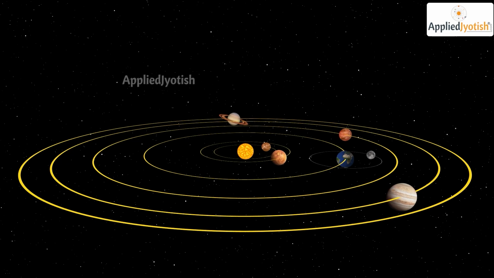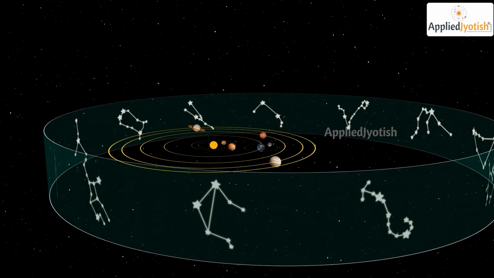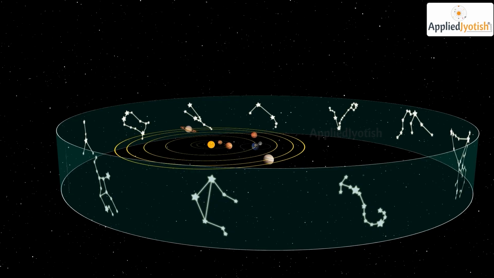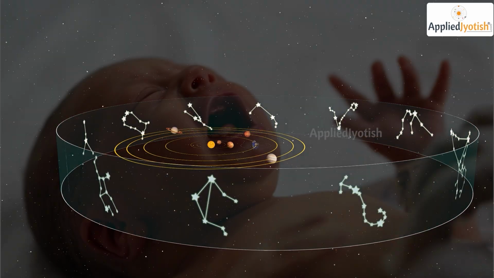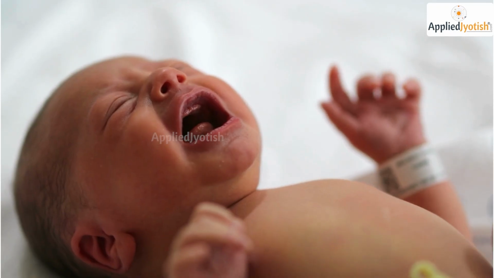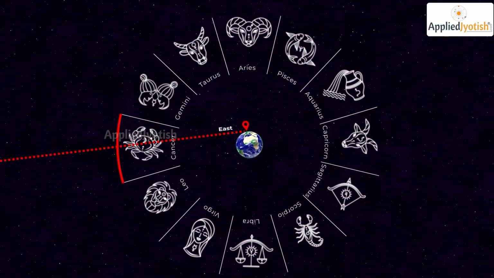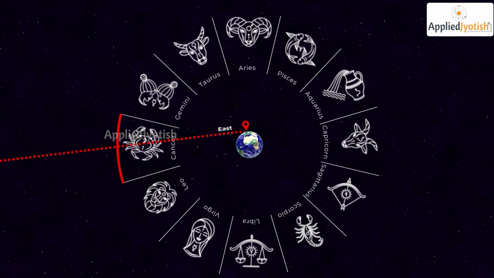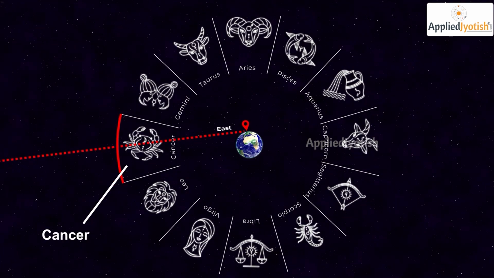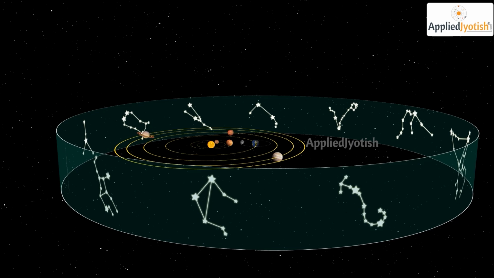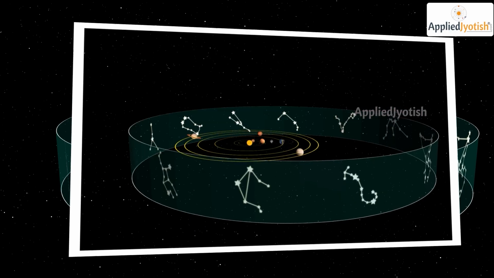Now observe, this is the 3D model of the cosmos, where the planets in the zodiac belt move according to the geocentric model. At the moment the child mentioned earlier was born, the straight line drawn from that location on the earth towards the eastern sky intersects the Cancer sign. A snapshot of this exact alignment was taken at that moment.